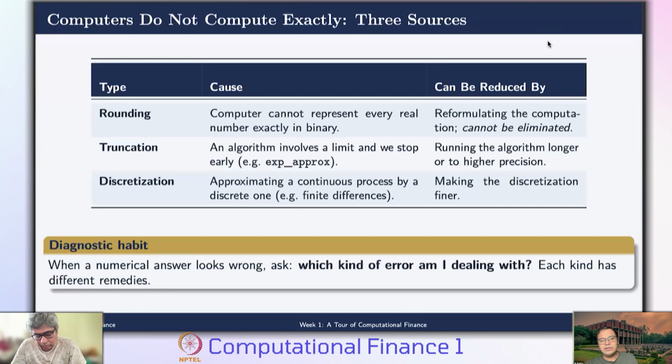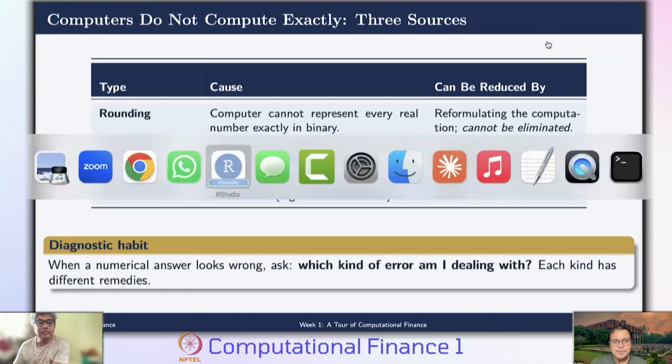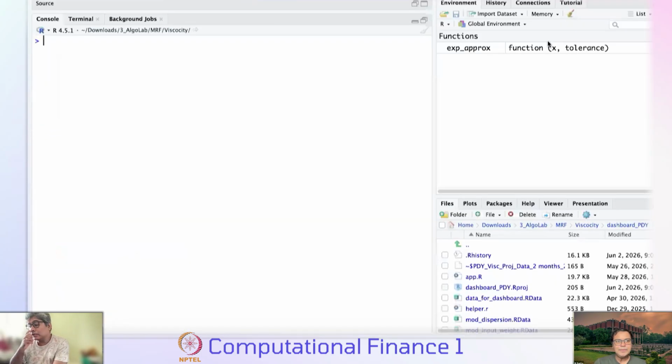The third type of issue is called rounding. And here the cause is that computers cannot represent every real number exactly in binary. This may seem abstract, but Shorish, can you give a more concrete example? I will give you a demo that will, I think, make you understand much better.